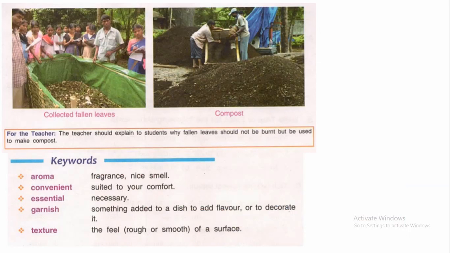Now, children, fallen leaves should not be burnt because it pollutes the atmosphere or the environment. Instead of burning leaves, they should be collected and used for compost for the better growth of crops and plants. So, children, this chapter is over.